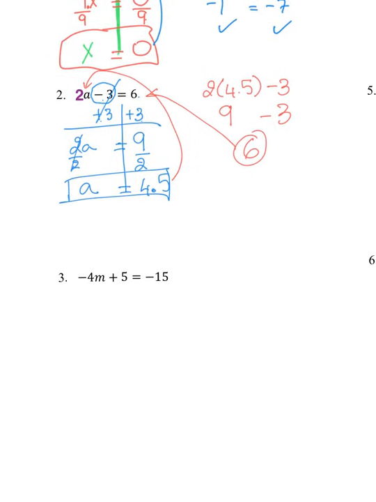Number 3. Negative 4 times m plus 5 equals negative 15. Draw the line. First, I need to get rid of the constant, plus 5. What is the inverse operation of plus 5? Minus 5. Okay. Whatever you don't use, you rewrite it. Plus 5 minus 5 is 0. Negative 15 and negative 5.